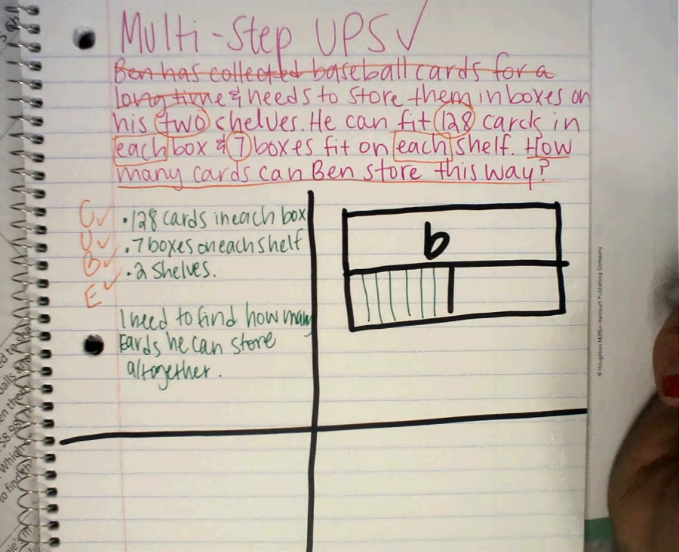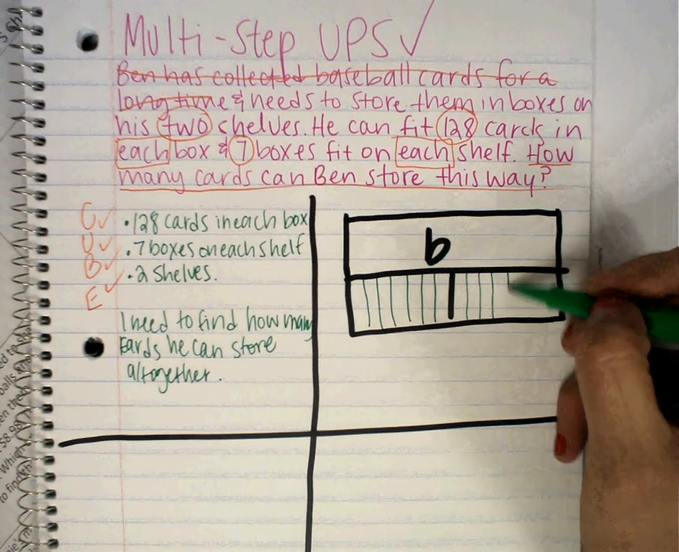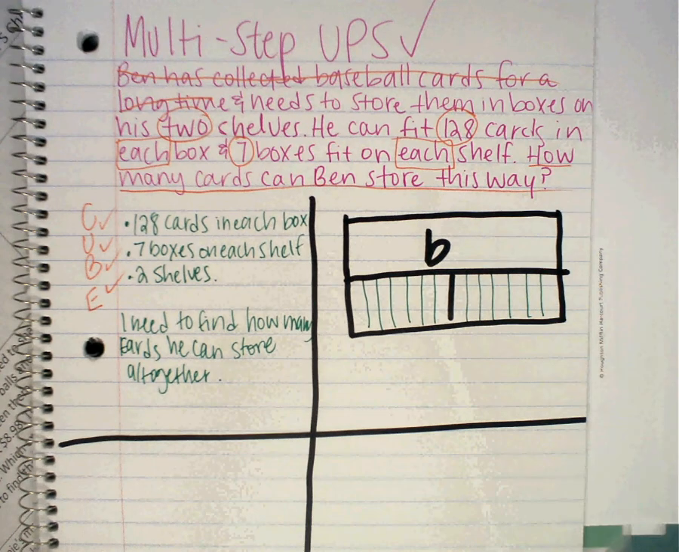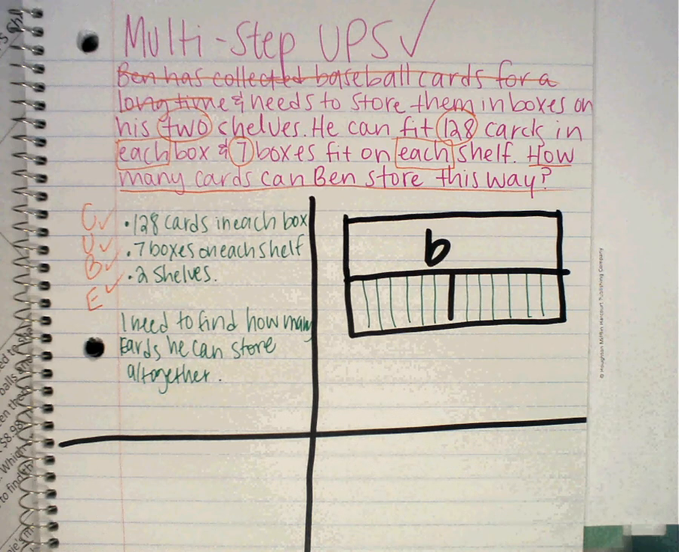So 7 boxes on that shelf, and 7 boxes on this shelf. Okay? How many cards can go in each box? Do you see how I'm doing this? I'm almost making a visual for myself.